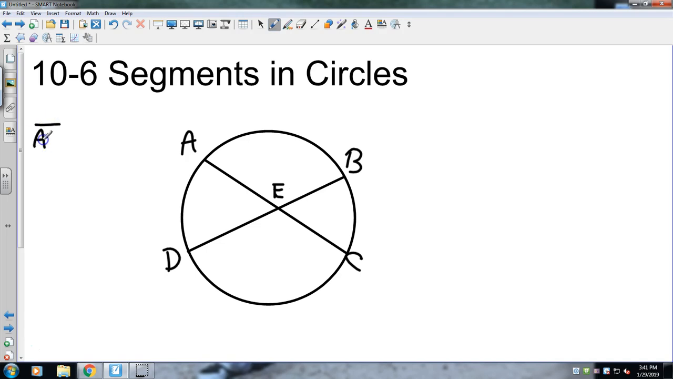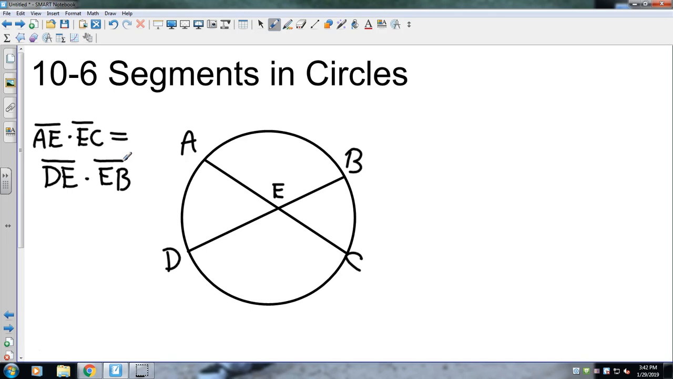Segment AE times the other piece of that chord, EC, is equal to segment DE times segment EB. Having trouble with E's there. There we go. Okay, so little piece times little piece of one chord is equal to little piece times little piece of the other chord. And again, that's when you have two chords.